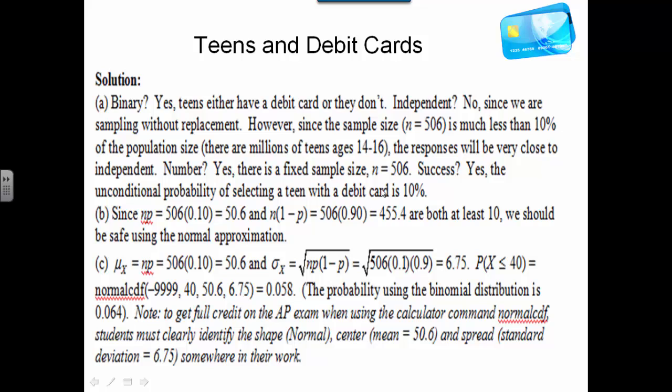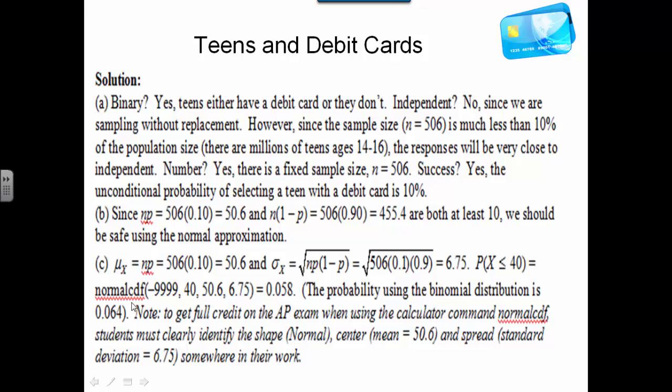Yes, there is a number for trial size, n equals 506. And successes, yes, the unconditional probability of selecting a teen with a debit card is 10% or 0.10. So n times p is 50.6, n times 1 minus p is 455.4, are both at least 10. We should be safe using the normal approximation. We do the math to figure out the mean, 50.6, and the standard deviation, 6.75. We're finding the probability that x is less than or equal to 40.